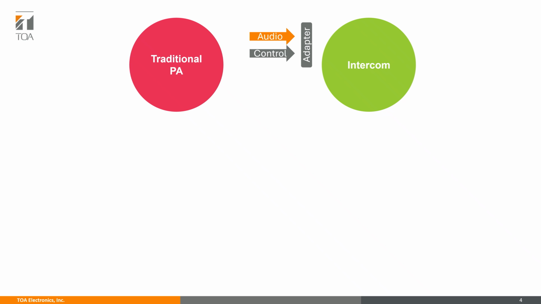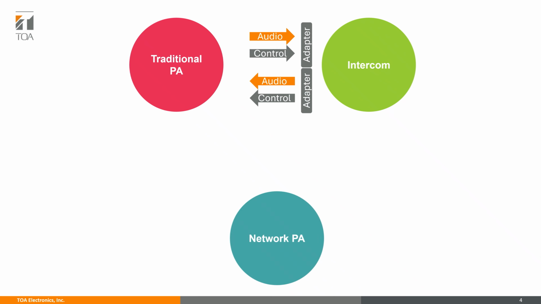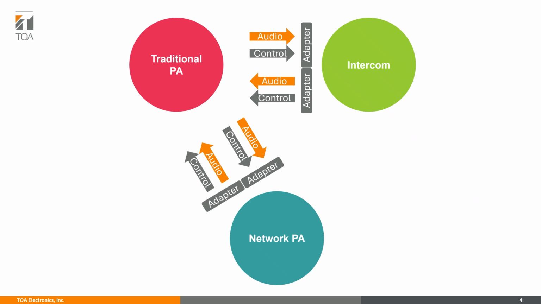If you want to go the other direction and send audio from the intercom to the PA, you'll need a second adapter along with analog audio and control data. But maybe our installation is a little bit more complex and also has a networked PA. The networked PA can also send audio to the traditional PA. But in most cases, again, we need some kind of an adapter to translate the networked audio to analog audio. And if you want to send audio from the analog PA to the networked PA, same story.